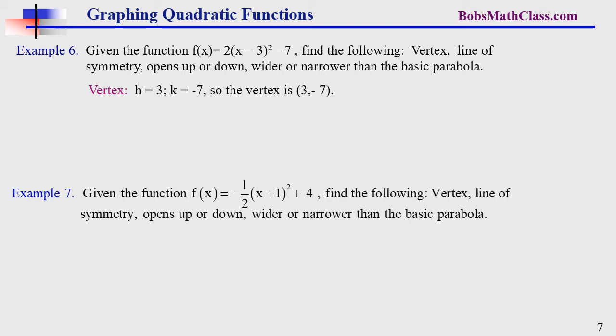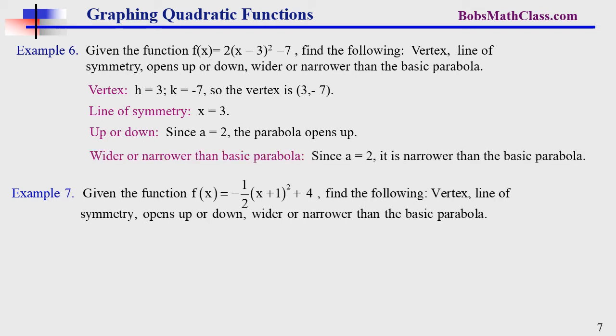How about line of symmetry? Well, the line of symmetry is just the x value, x equals h. So our line of symmetry is x equals 3. Okay, opens up or down? Well, does this one open up or down? We look at a. A is 2. That's a positive number, so what does that mean? It opens up. And is it wider or narrower? Well, if it's bigger than 1, it's narrow. So this one will be narrow. Since a equals 2, it is narrower than the basic parabola.